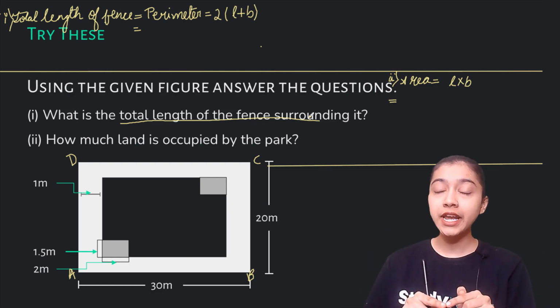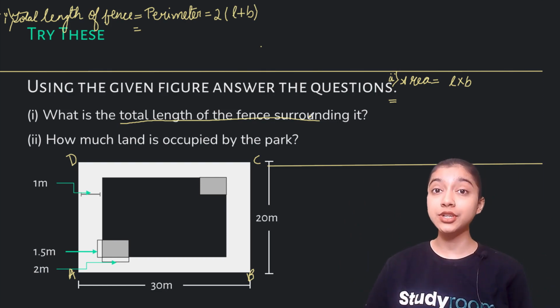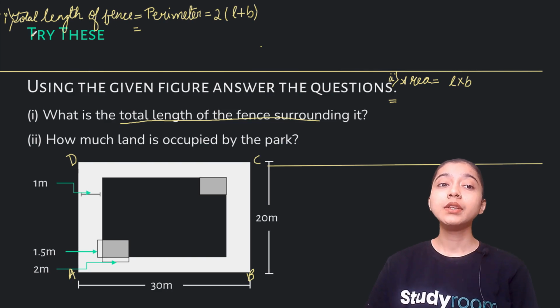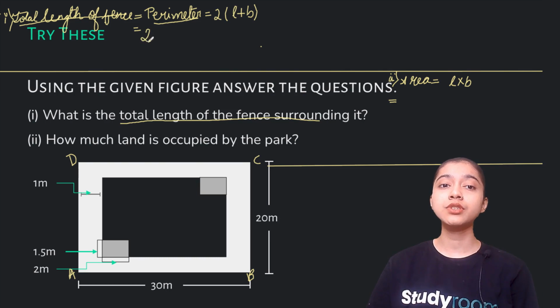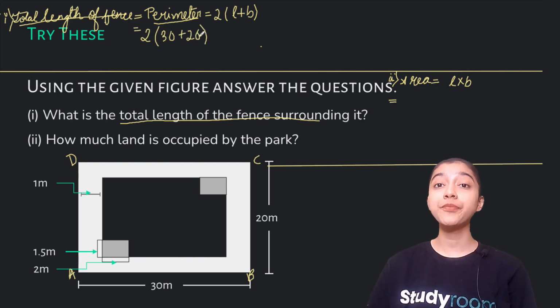So what we have to find? The total length of the fence will be equal to the perimeter of the rectangle. And we know that the perimeter of the rectangle is 2 times (length plus breadth). So we write 2 times, the length of the park is 30 and the breadth is 20, so 30 plus 20. And the unit of perimeter is the same as the unit of each of the sides, that is meters. So it will be meters.